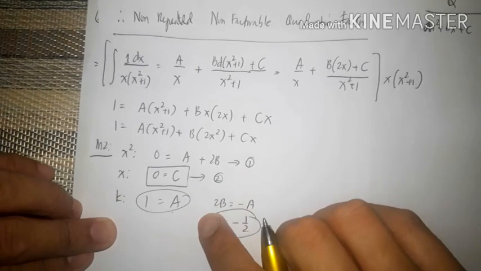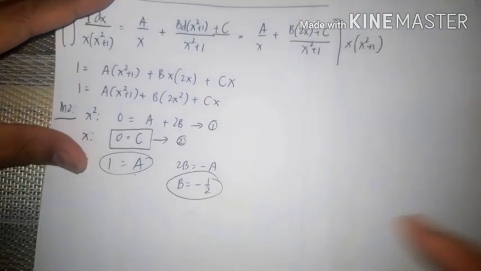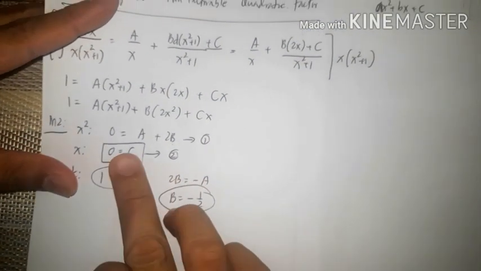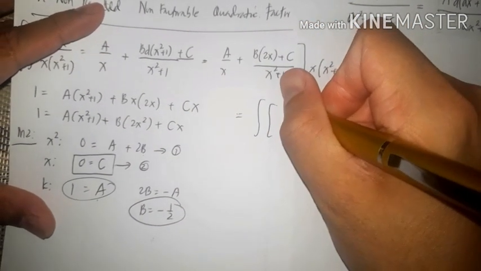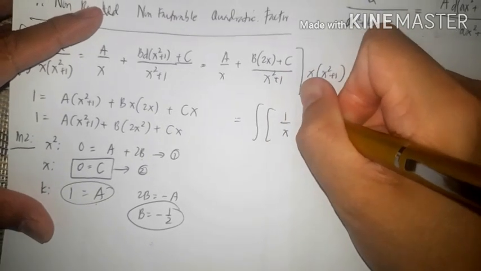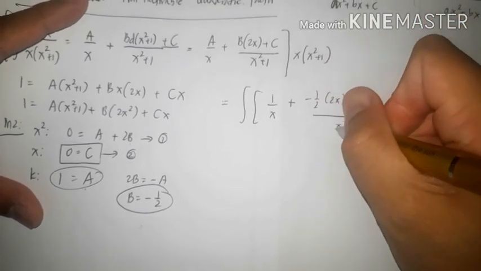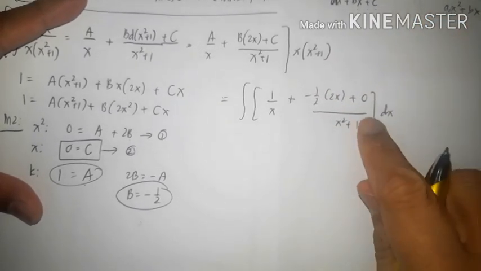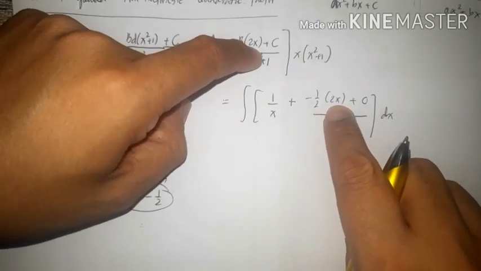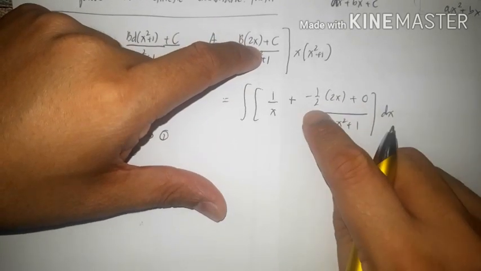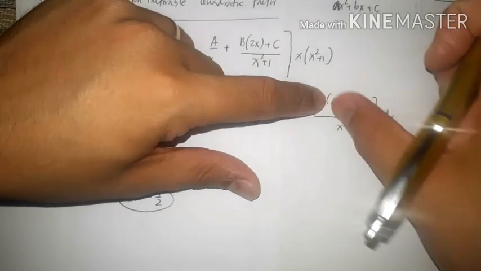Since a is negative 1 divided by 2. So b is negative 1 half. So having that solved, a is 1, b is negative 1 half, c is 0. Substituting it there, your integrand now becomes integral of a, which is 1 over x, plus b is negative 1 half multiplied by 2x plus 0 over x squared plus 1 dx. Since c is 0 and b is negative 1 half, you have that multiplier 2x there. So you need not to multiply this 2 by negative 1 half because ang aim natin kanina is to make this ready para kay ln.